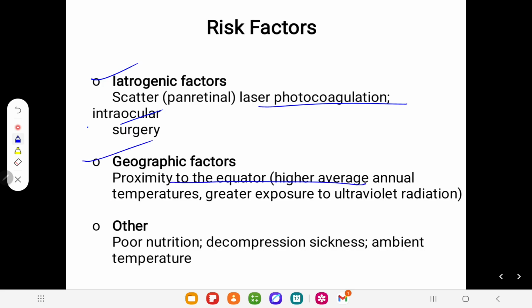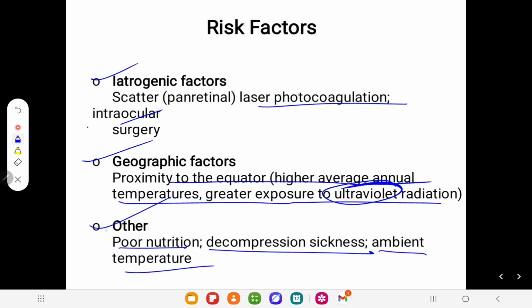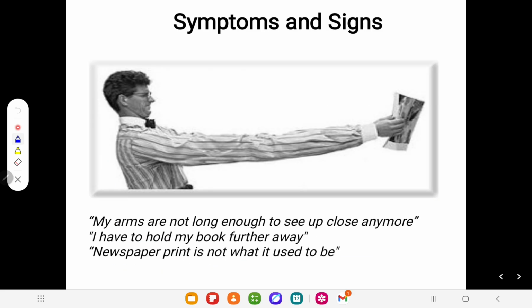Geography: it is prominent at the equator, with high average temperature, because of exposure to ultraviolet radiation. Others: poor nutrition, depression, sickness, and ambient temperature can cause presbyopia earlier. So that's the other thing.